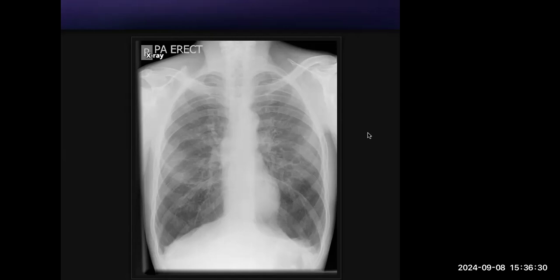Okay, I'm presented with a frontal chest radiograph of a skeletally mature patient.